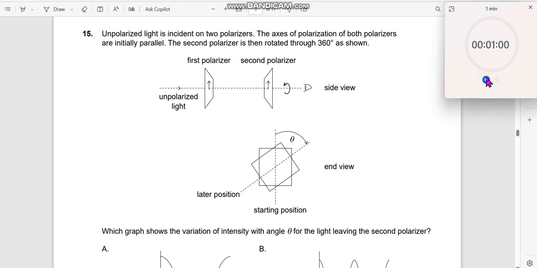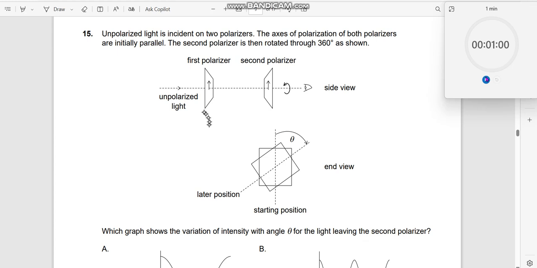Question number 15. Unpolarized light is incident on two polarizers. The axes of both polarizers are initially parallel. The second polarizer is then rotated through 360 degrees as shown, which means you will get the same intensity once again. Let us not bother about that. Which graph shows the variation of intensity with angle theta for the light leaving the second polarizer?